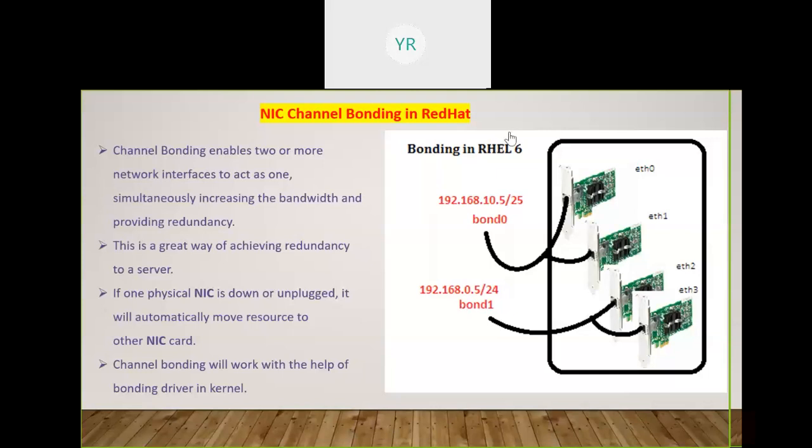Okay, today's session is bonding in Linux Red Hat version 6. This is also called channel bonding, NIC bonding, like that. We have different names. So first of all, what is bonding in Red Hat Linux and how to do that?